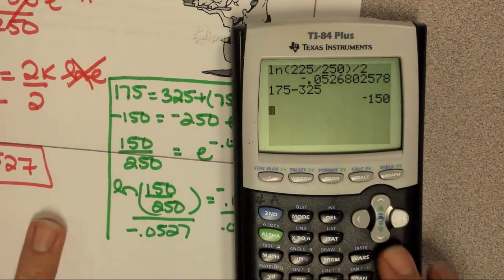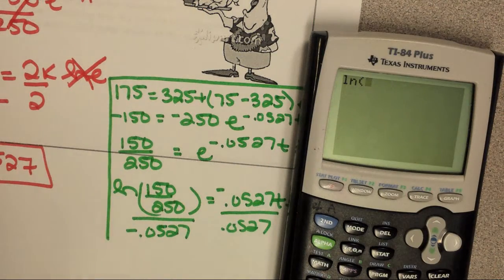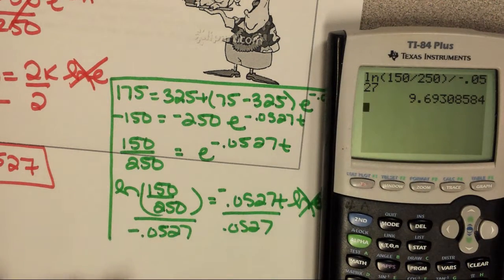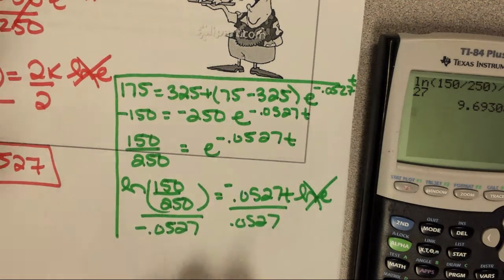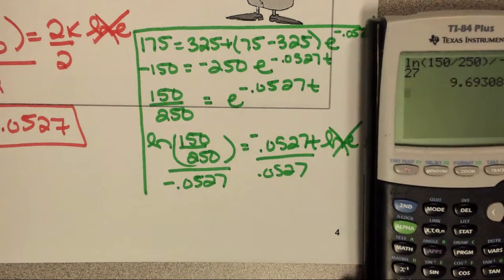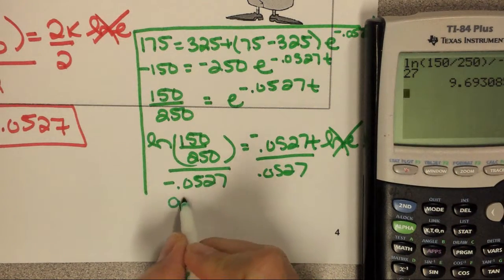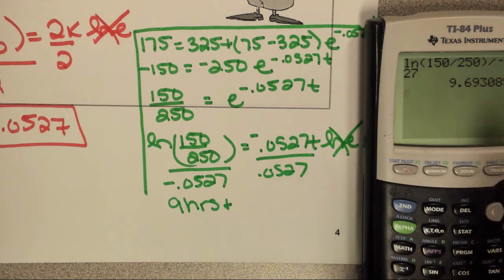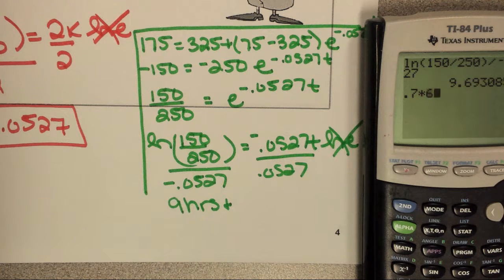So let's go type that in the calculator. We've got the ln of 150 divided by 250, divided by my K, which is negative 0.0527. And we find out that it's going to be 9.6 or 9.7 hours. All right, so a couple things you have to think about. They really aren't asking me for how many hours, they're asking me about what time. So I know it's going to be 9 hours, and to change 0.7 to minutes, I have to do 0.7 times 60.